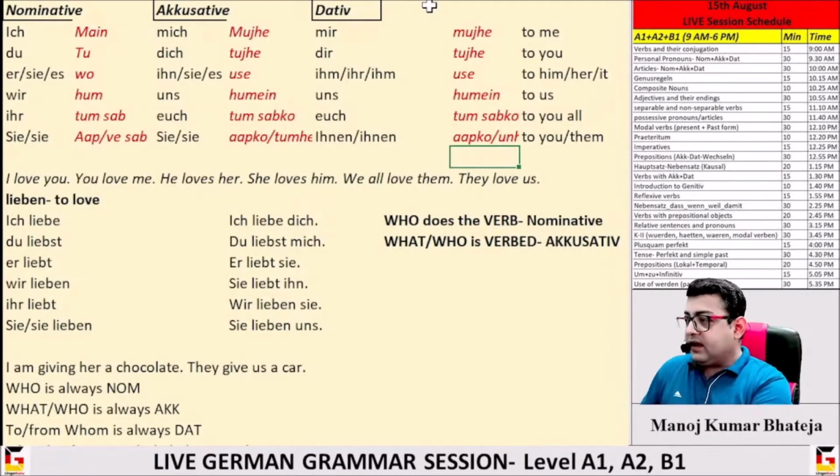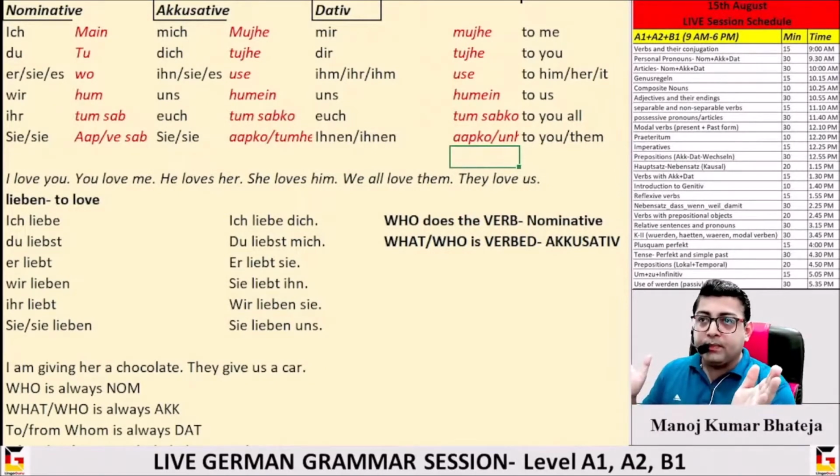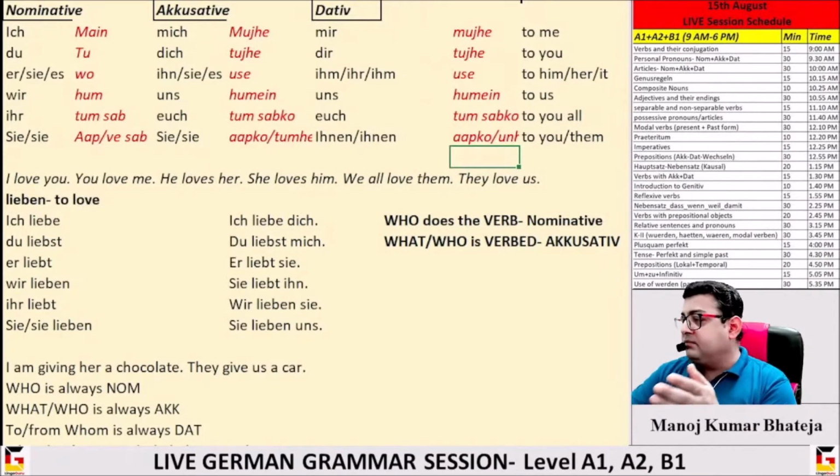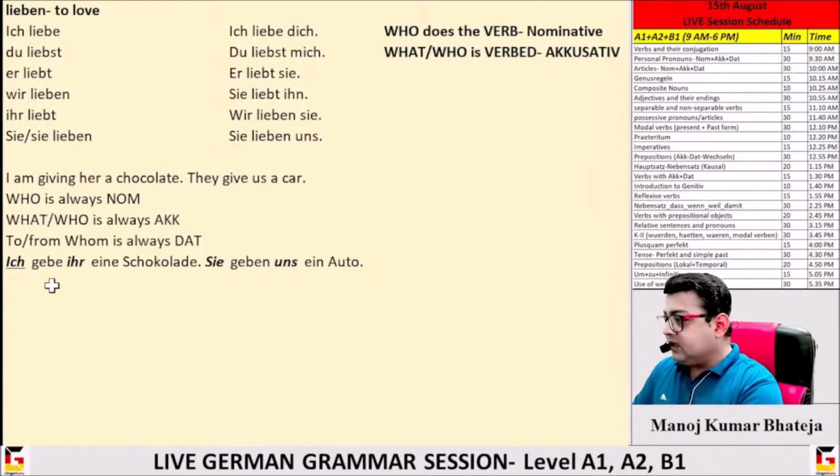Okay. In accusative, we don't have "to me". We don't say "I love to you". No, "I love you". We don't need "to". Whenever we use to me, to you, to him, to us, to them, it's always dative. And it's also from you, from him, from them, from us, it's dative. Only me, you, him, accusative, if not "to".